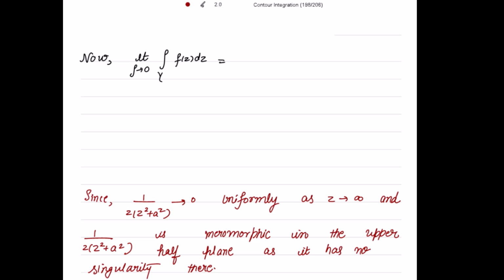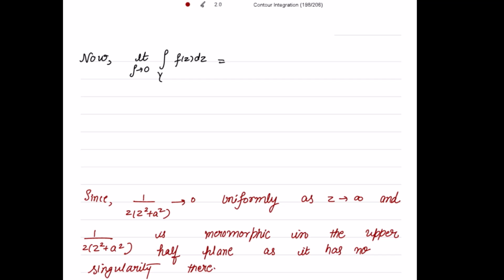For the smaller semicircles, the radius rho should tend to 0, and for the larger semicircle, the capital R, the radius of that semicircle, should tend to infinity. So what is the formula for this?